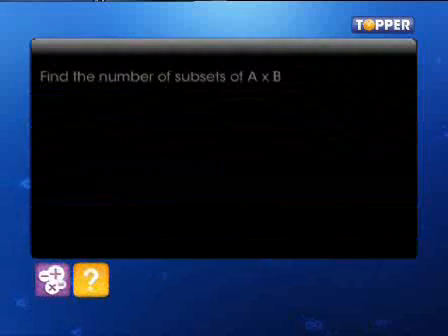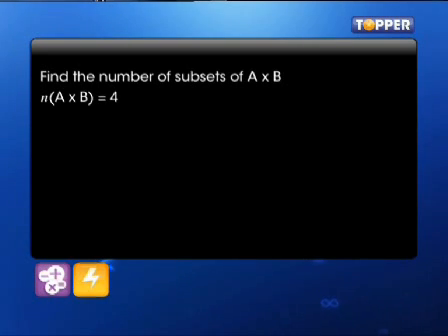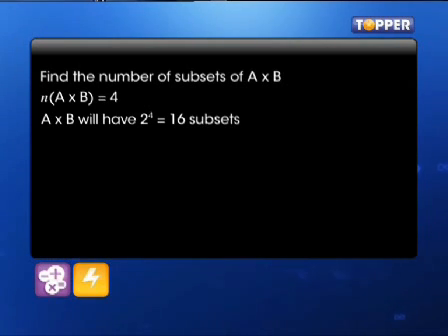Along with this, suppose you're asked to find out the number of subsets of A cross B. Then it's very easy. n(A cross B) is 4, right? 4 ordered pairs. So the number of subsets of A cross B would be 2 to the power of 4, which is 16. Therefore, A cross B will have 16 subsets.